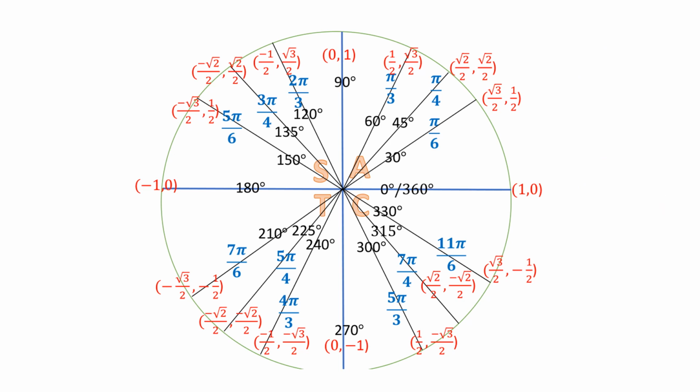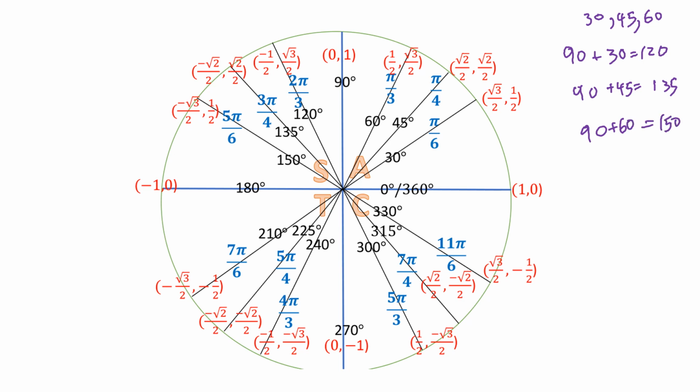But if we start in the next quadrant, this quadrant here, we're starting with 90. So we use the same numbers. Remember, 30, 45, or 60. So 90 plus 30, what is that? That's going to be 120. 90 plus 45, that's going to be 135. 90 plus 60, that's going to be 150. And we can keep going.